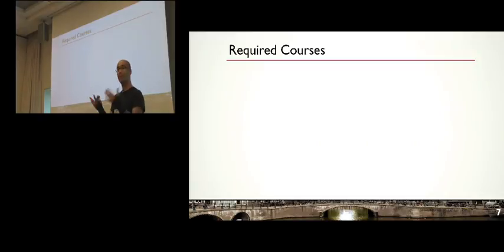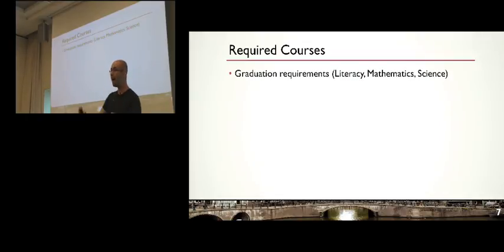In the US, like in many places, we have a series of required courses. In order for a student to graduate from secondary school, they need to complete some number of units of language, math, art, science, and so on. I'm assuming that's fairly common around the world, yeah?